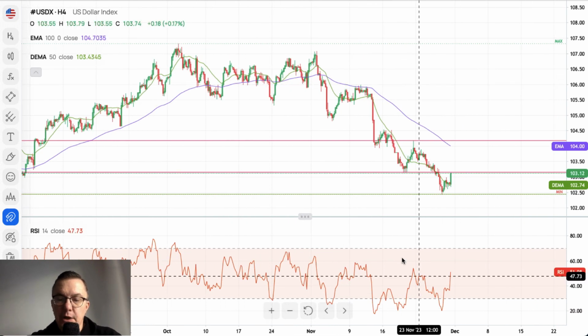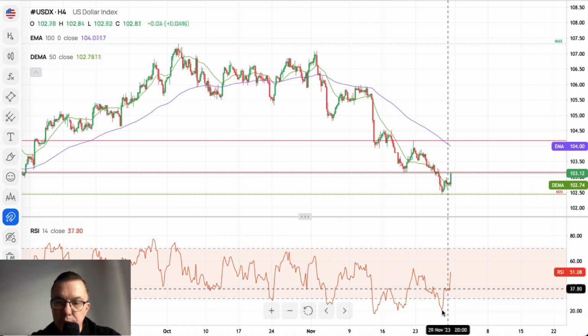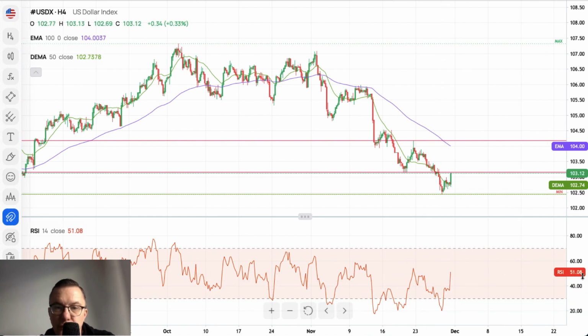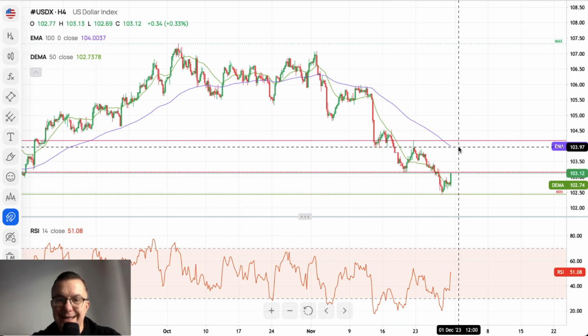When we zoom out, extremely oversold market conditions are now gone. We broke above the level of 50. Now it's 51.08. Now we need to break above this technical resistance and continue higher in order to see another nice spike in the US dollar index, which means eventually that the euro dollar will go down.